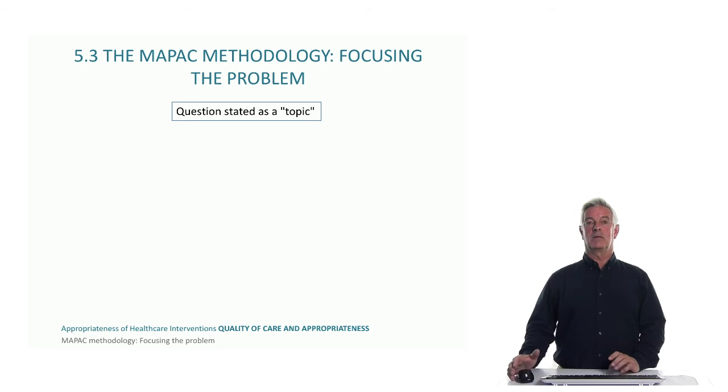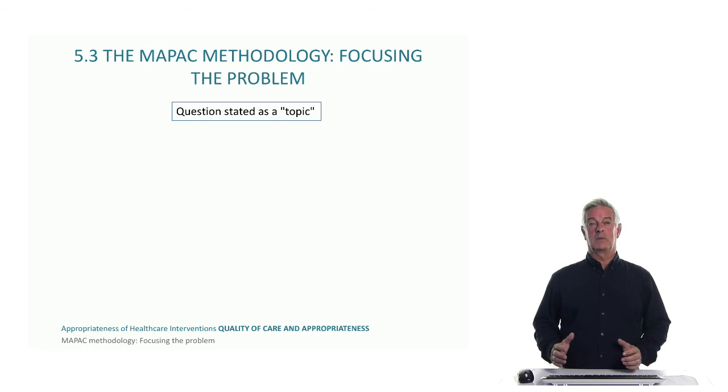They state the question as a topic or as a thematic issue. So you have to make a big effort to be very, very specific in writing down a question with the 4 elements of a PICO question to start a MAPAC evaluation, right?